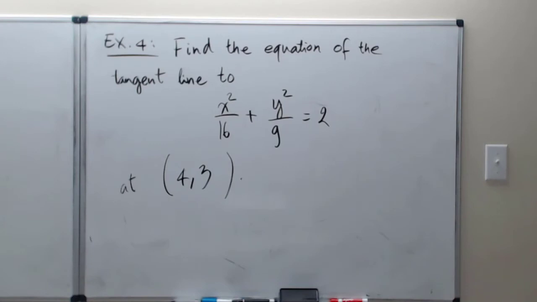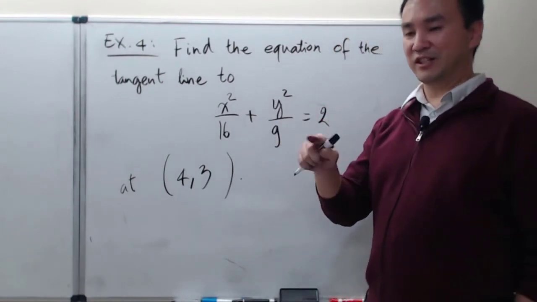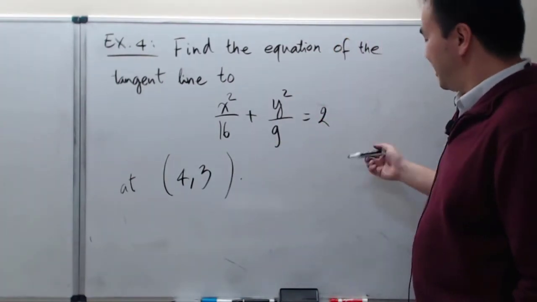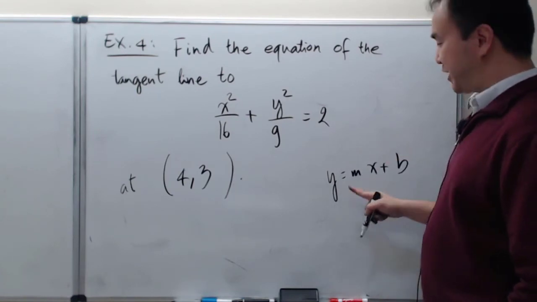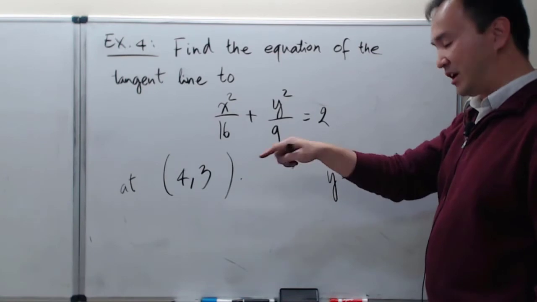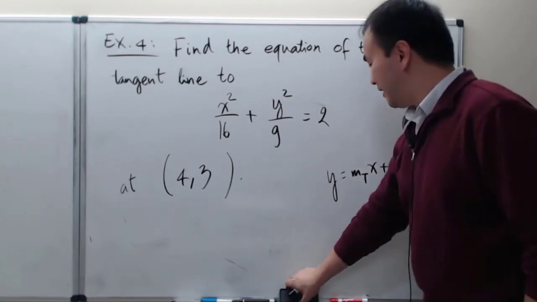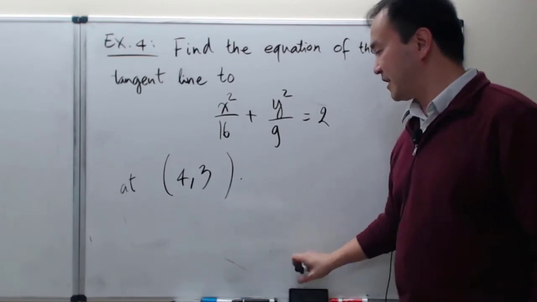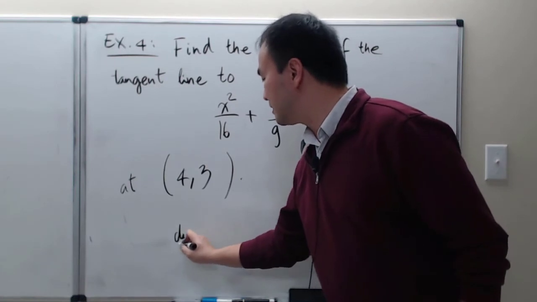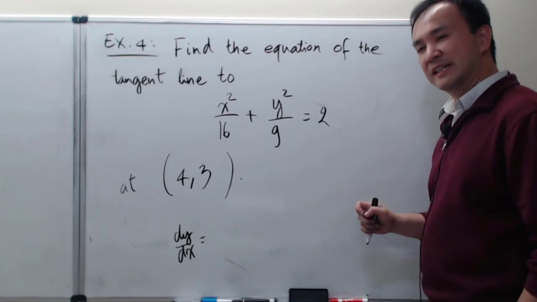Now, to begin any tangent line problem, the first thing is to get the slope, because any line is y equals mx plus b, and our particular line here is a special line, a tangent line, so I always use the subscript capital T. To find the slope m_T, your first step is to find the derivative, the dy/dx.